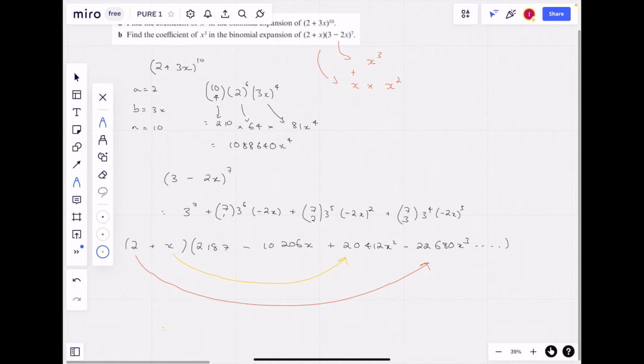The yellow arrow will give you 20412x cubed. The red arrow gives you, what does it give you? Let me type it in. 22680 times 2.